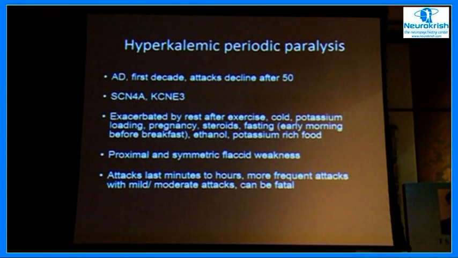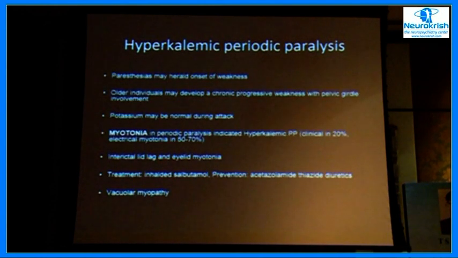Proximal and symmetric flaccid weakness, attacks last minutes to hours, more frequent attacks with mild or moderate attacks, and sometimes could be fatal. In hypokalemic periodic paralysis, paresthesias may herald the weakness. Older individuals may develop a chronic progressive weakness with pelvic girdle involvement. Potassium could be normal during the attack.